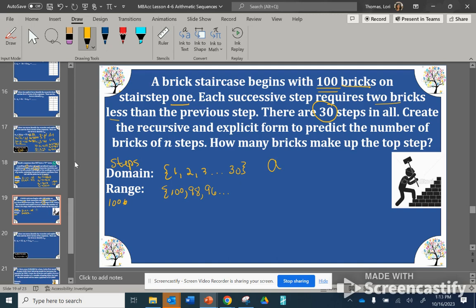So let's write an explicit formula for this situation. So explicit formula says my term number is the first term of the sequence plus the common difference, and this is going down 2, so it's minus 2 times n minus 1. N minus 1, again, represents the previous term. Now let's simplify this by distributing the negative 2. And our explicit simplified form is negative 2n plus 102.